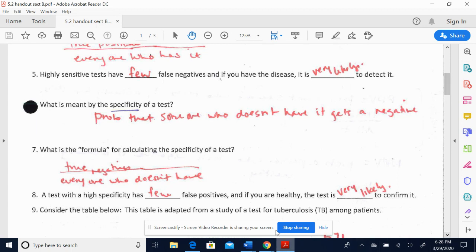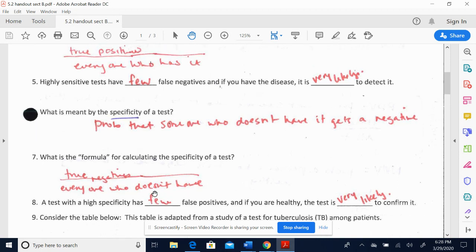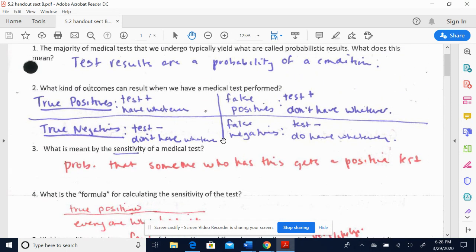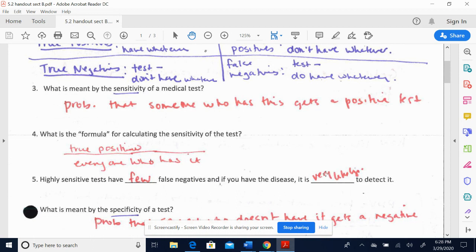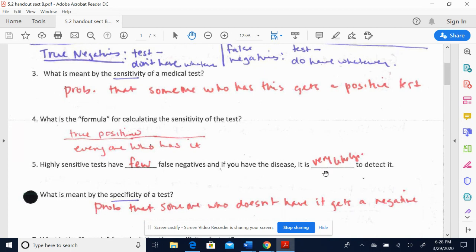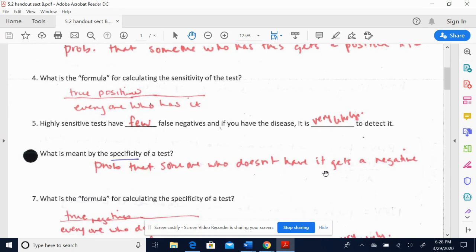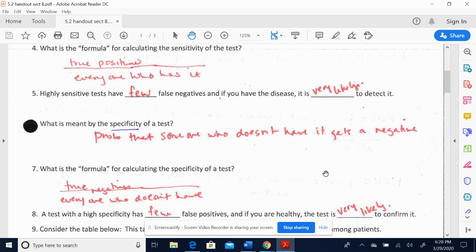Okay. The formula for that is your true negatives divided by everyone who doesn't have it. So you're going to have your true negatives in the numerator, and then everyone who doesn't have it in the denominator. So that's going to be your true negatives and your false positives, because those people should have gotten a negative. Okay. For sensitivity, this is the percentage of people who had it that the test was able to find. For specificity, this is the number of people who didn't have it that the test was able to find.